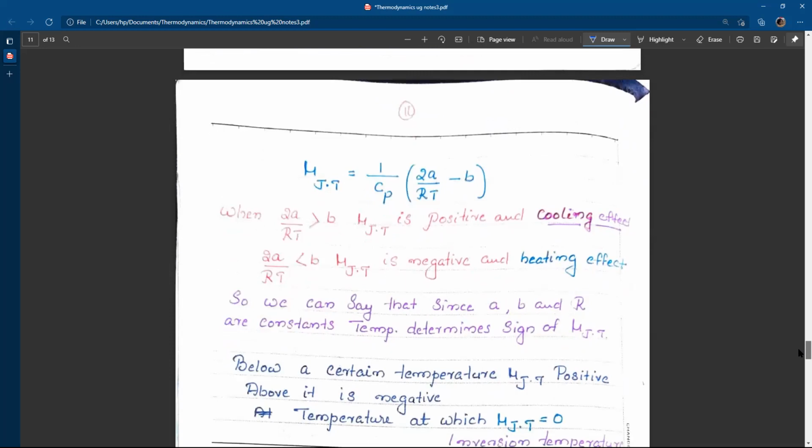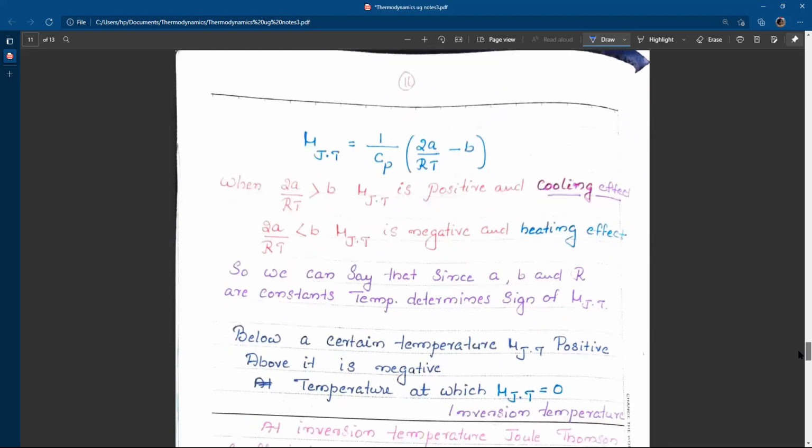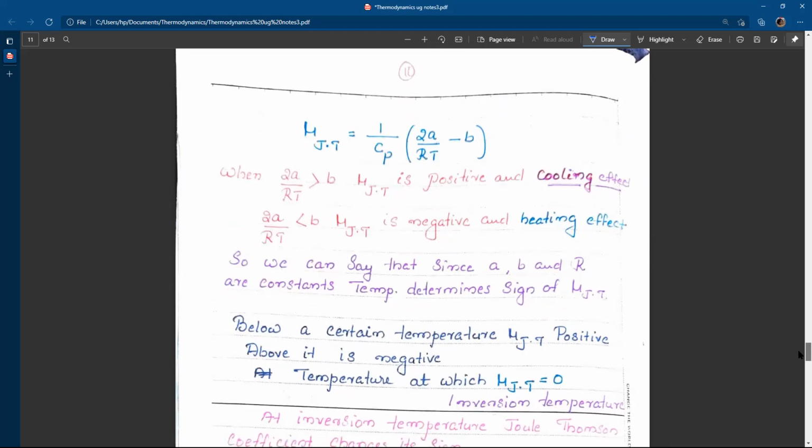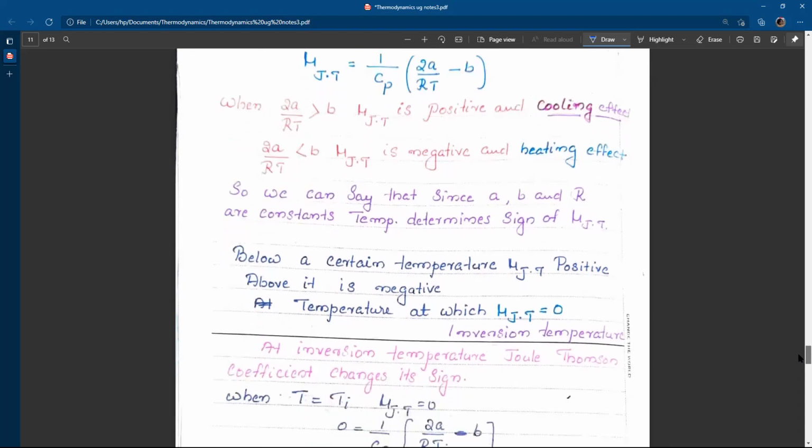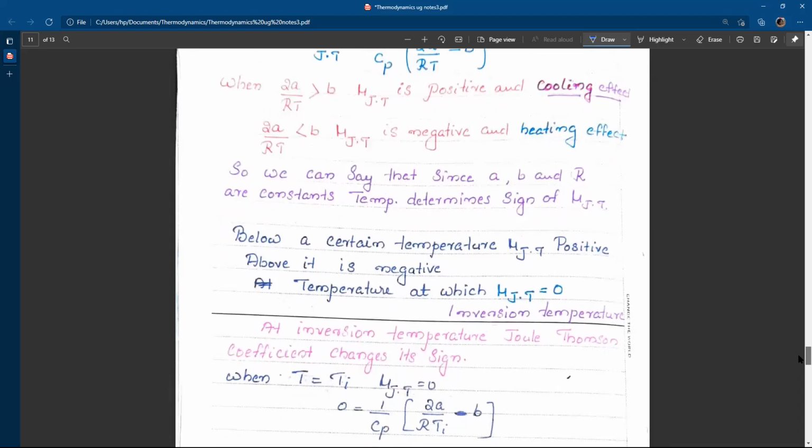Since a, b and R are constants, it is the temperature here that defines the sign of μJT. Below a certain temperature, μJT becomes positive. Above it, it is negative. The temperature at which μJT is equal to 0, as we said earlier, is the inversion temperature. At the inversion temperature, the Joule Thomson coefficient changes its sign.